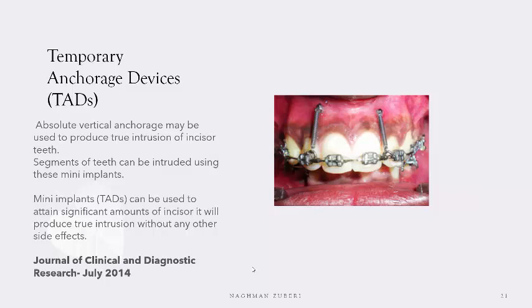Absolute anchorage means the anchorage is not moving at all. Otherwise, anchorage moves a little bit, no matter how much, but it moves a little bit. So you can use these mini implants very effectively for intrusion of the incisors in correction of anterior deep overbites. Very, very effective.